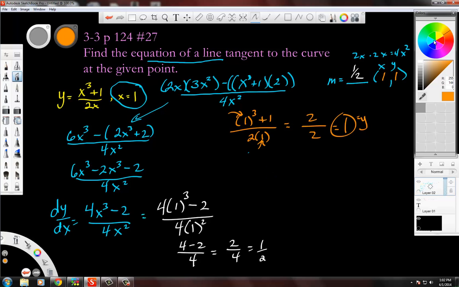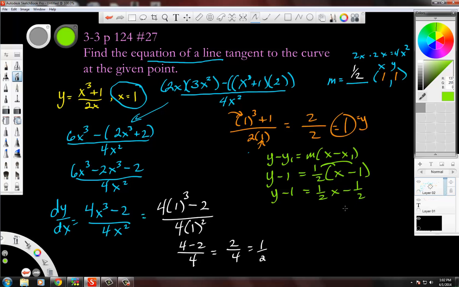So we start now with our equation y minus y1 equals m times x minus x1. This is the classic point slope formula. I'm just plugging it all in there, doing some algebra 1 here. It's always good for us. All right, so that's y minus 1 equals, just distribute there, 1/2 x minus 1/2. And then we add 1 to both sides. And so y equals 1/2 x plus 1/2.